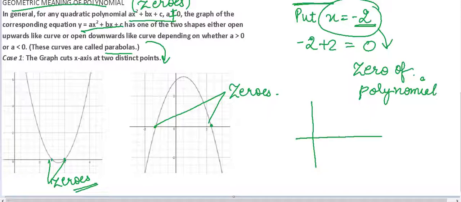Similarly, if you have a cubic equation, a curve like this, where this is your y and this is your x, by looking at this graph you can say the number of zeros will be 1, 2, 3 and 4. So there will be 4 zeros for this polynomial. So the number of zeros are the points of intersection of y on the x-axis. This was the geometrical meaning of any polynomial, which gives us the zeros.